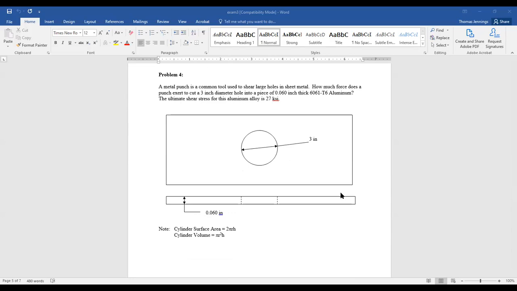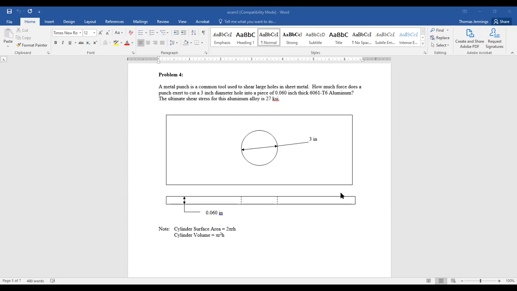And all you really need is the cylinder surface area when you're dealing with shear stresses. So this is a punch that's punching a hole. It's a knockout punch. It's used to make knockouts in electrical boxes and even instrument panels, things like that. Here you've got 60 thousandths inch 6061 T6 with an ultimate shear stress of 27 KSI. And you want to find out how much force it takes. How hard are you going to have to push down to shear through this material?